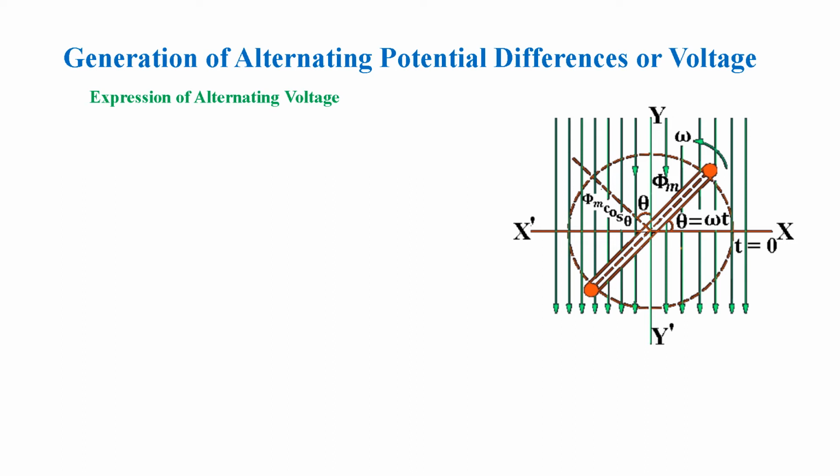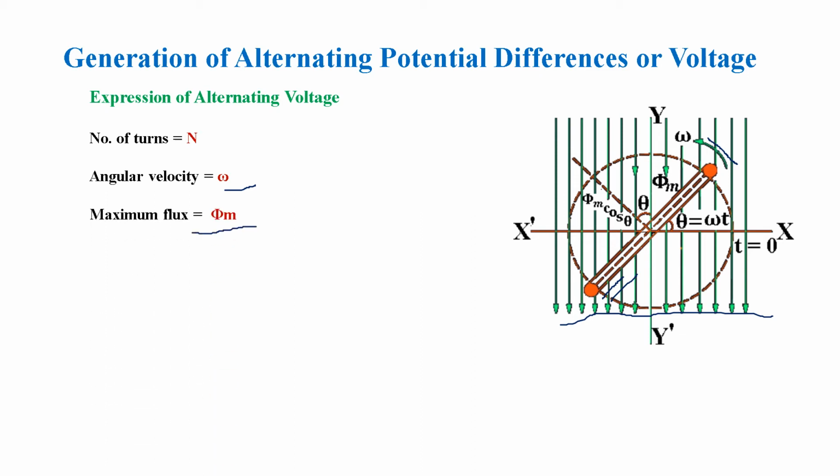So here we consider a rectangular coil having n number of turns rotating in a uniform magnetic field, with angular velocity omega in anticlockwise direction. That is omega radian per second. Here the maximum flux is phi m.